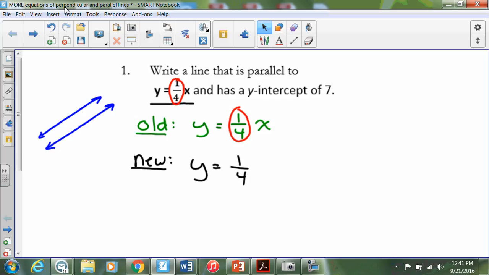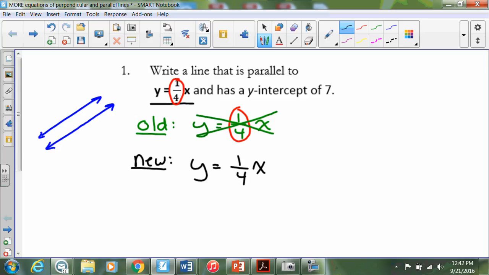We're going to use it for our new line, and then guess what we're going to do with the rest of the old equation? We're going to get rid of it. We're not even going to look at it anymore. We steal the slope, and we're done with that old equation. So now we're going to figure out what else to write for our new equation. So we've got the slope is 1/4, and of course we put the x next to it.